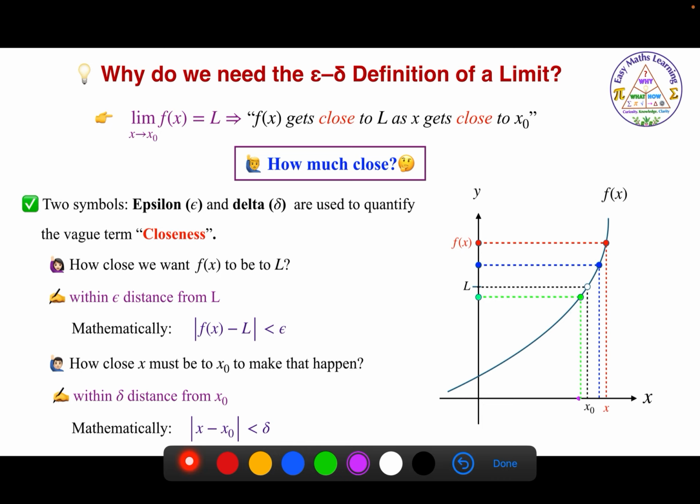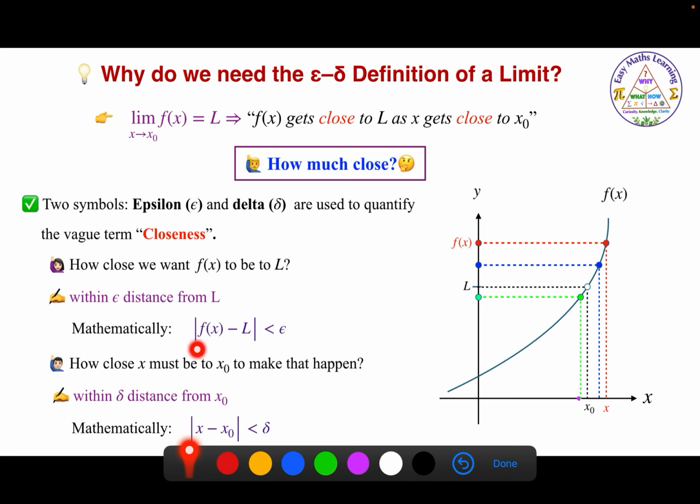Okay, so mathematicians answered these questions using two symbols. One is epsilon and the second is delta. These two symbols helped us to quantify the vague term closeness. So if the question is how close we want f(x) to be to L, the answer is within epsilon distance from L.